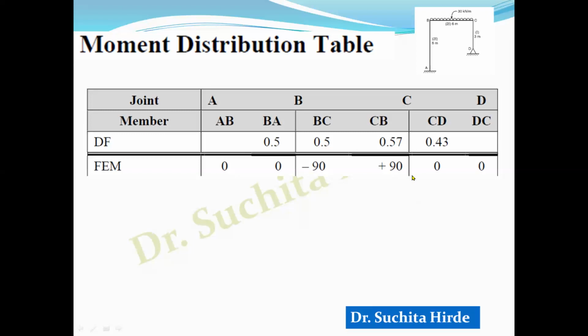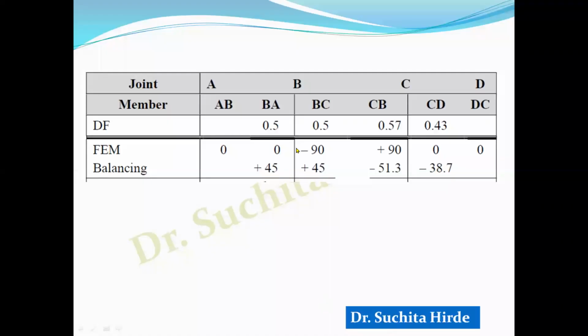Similarly here +90, so balancing is with a minus sign. So +90 multiplied by this distribution factor right here, 90 multiplied by 0.43. So let us see the first step, that is balancing. If you multiply the unbalanced moment with the distribution factor, you get this balancing step. If the unbalanced moment is negative, you have to write here positive. If it is positive, you have to write negative.